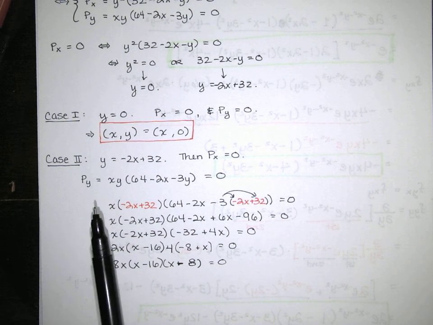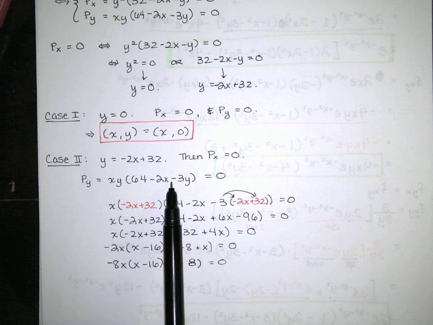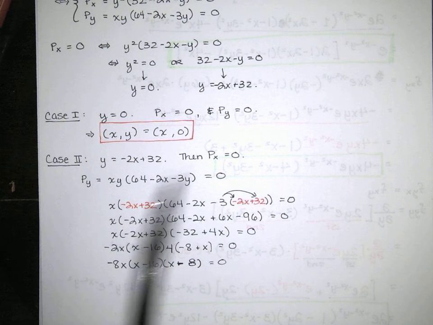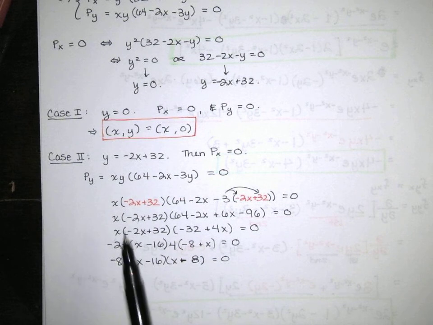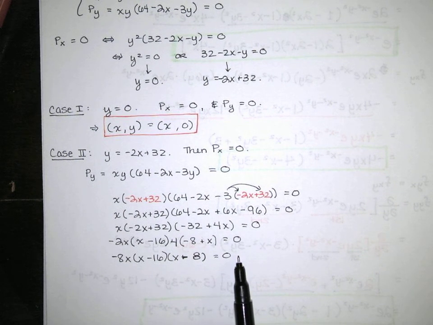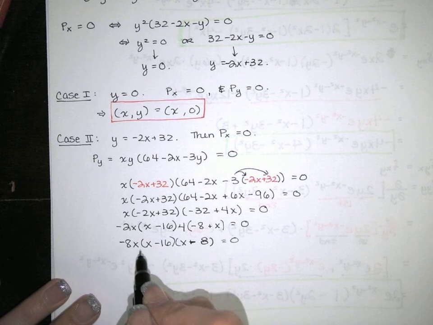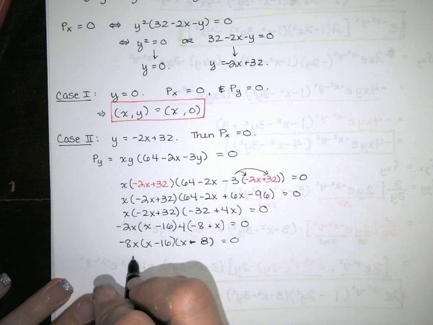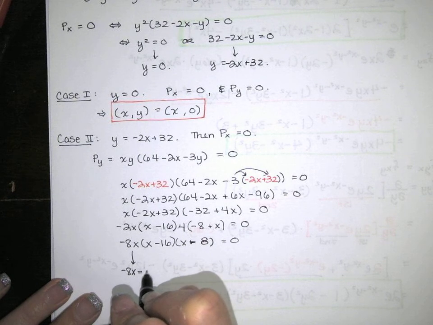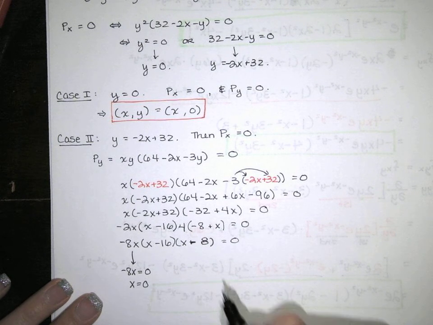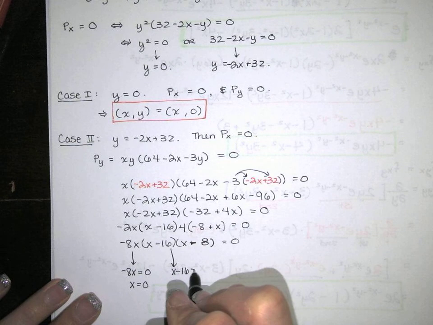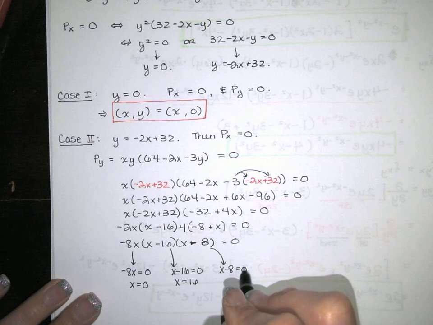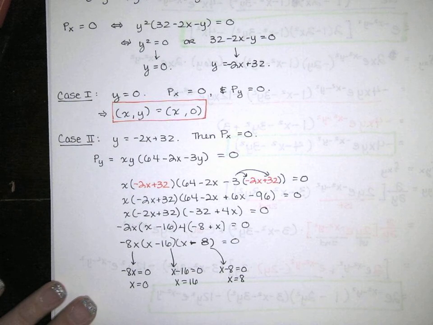Okay. So, if this is our partial of p with respect to y, and it equals 0, and y is equal to this, so that the partial of p with respect to x is 0, then this also has to be 0. So, we've got a product, this times this equals 0. The only way that happens is if one of the factors is 0. So either negative 8x is 0, which means x equals 0, or x minus 16 is 0, which means x equals 16, or x minus 8 is 0, add 8 to both sides and you get x equals 8.